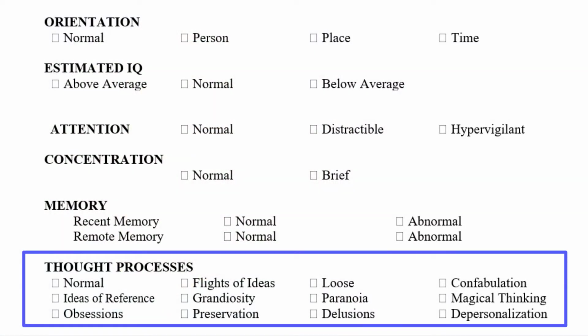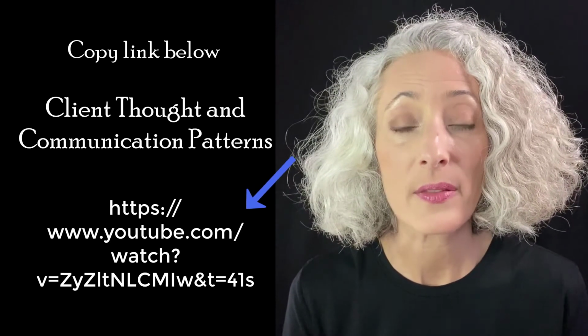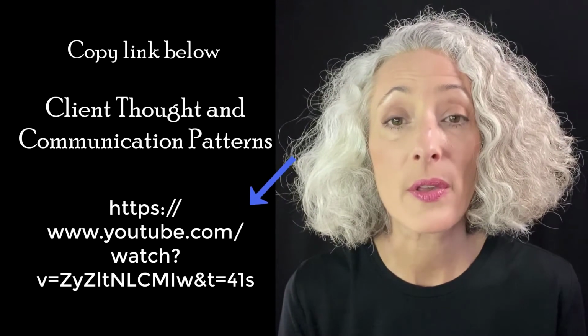We want to document what the client's thinking was like. Was the client's thinking organized or not? Describe the client's connection between thoughts. In an additional video that I've recorded, I discuss the different thought patterns. Briefly, they are these. Is the client's thinking linear?